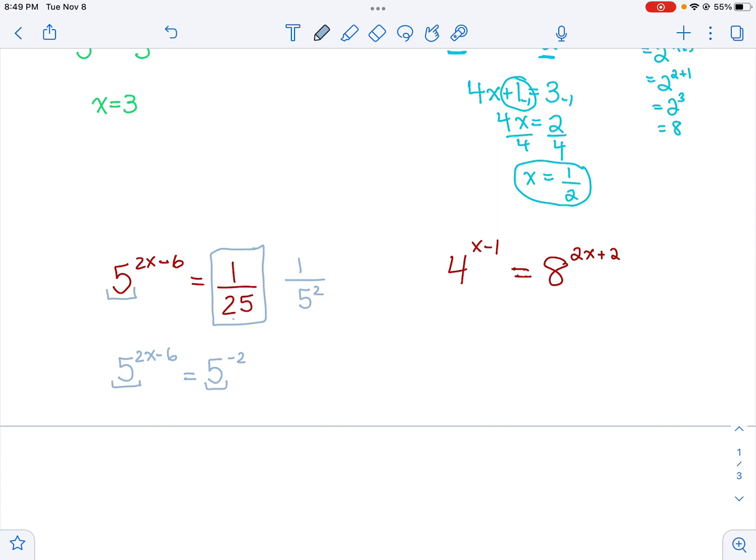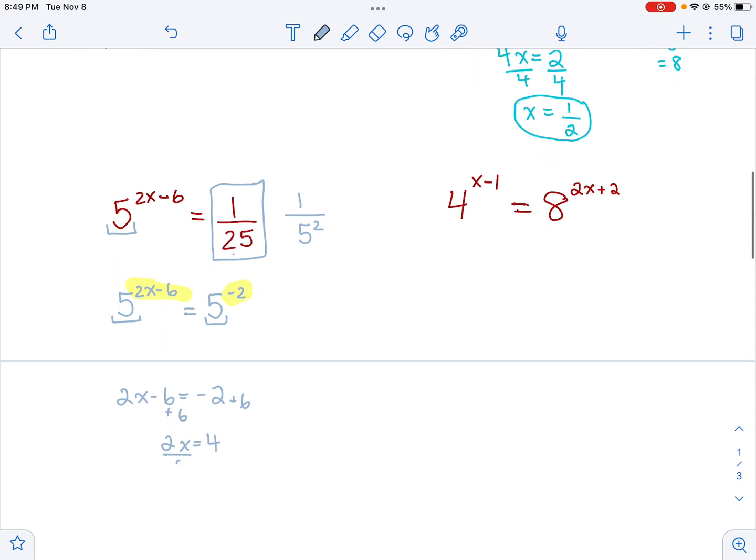And now that their bases are the same, I can just make their exponents equal to each other. Like so. So I'm just taking my exponent on my left and my right side and making them equal to each other. Now I'm just going to isolate x. So I'll get 2x equals 4. And then I'll divide both sides by 2, and I get x equals 2.